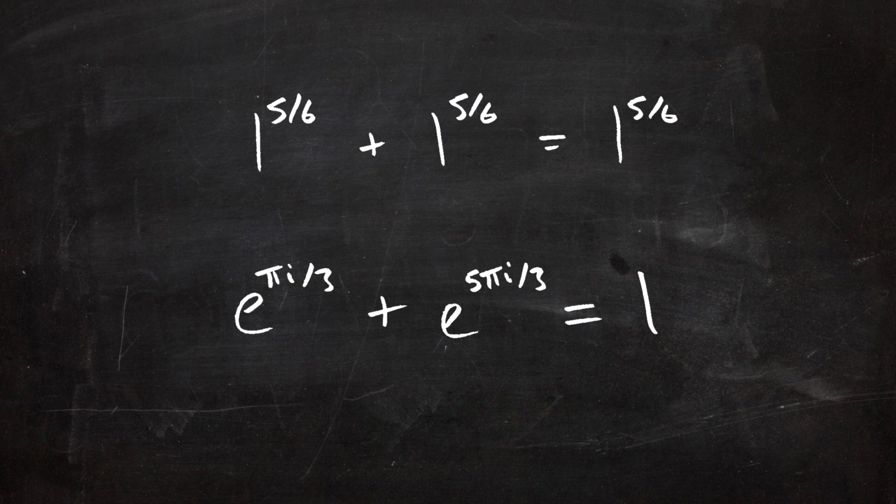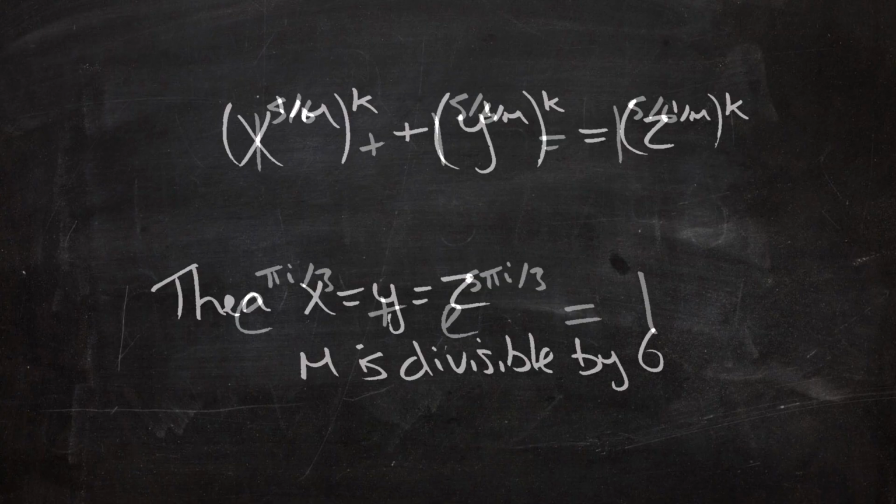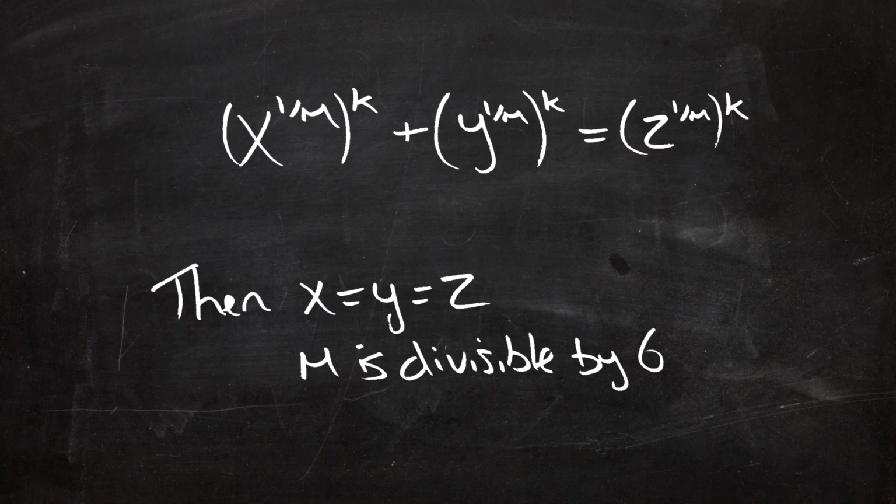And in this case, the nth roots are now complex roots. So if we allow complex roots, we can get some strange integer solutions. But we can prove that only happens when x equals y equals z, and m is divisible by 6, which I think is a bit of a surprise. Now the proof of that result uses Galois Theory, and if you're interested in the full proofs of these results, well, I will put a link in the description.